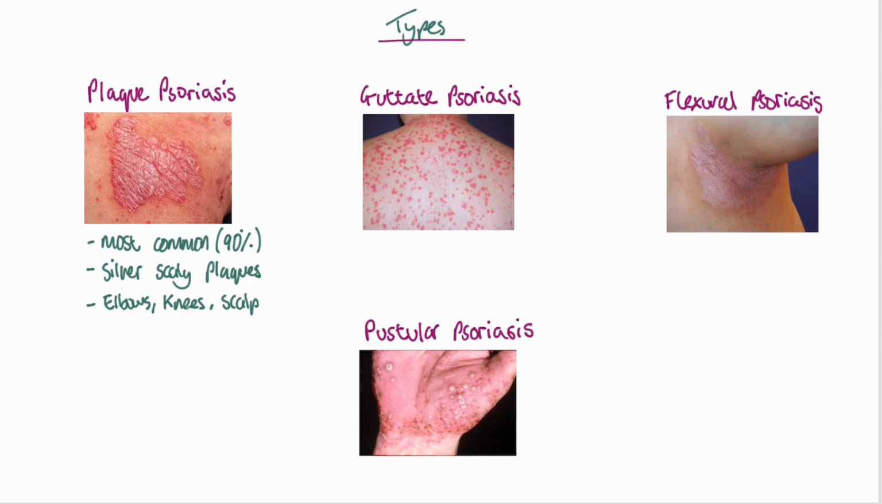Guttate psoriasis typically occurs a couple of weeks after a streptococcal throat infection. It presents as lots of small red plaques affecting the trunk. Guttate psoriasis usually resolves on its own after a few weeks.